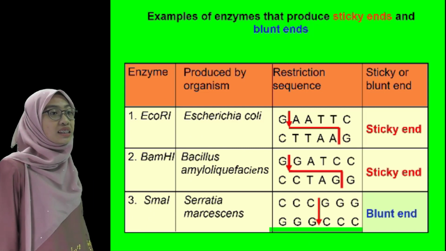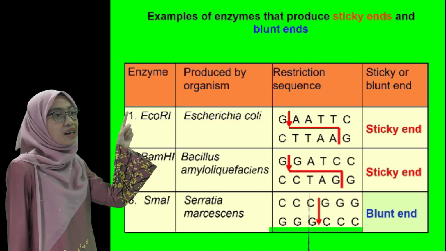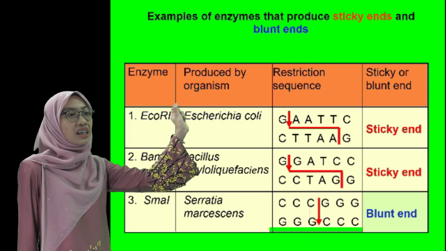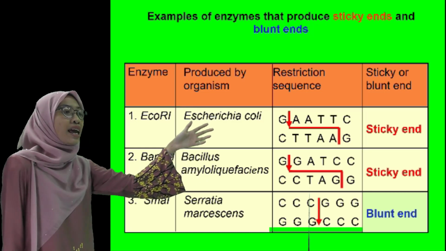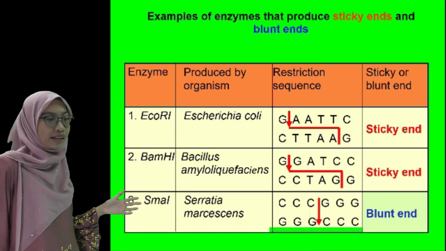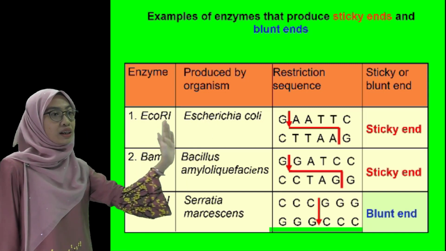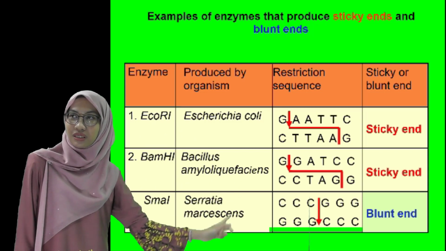Another example of sticky end is the BamH1 enzyme. Here, the restriction point will be between G and G on both strands. While the enzyme SmaI will produce blunt end. Why? Because it will cut between the C and G at the restriction sequence.